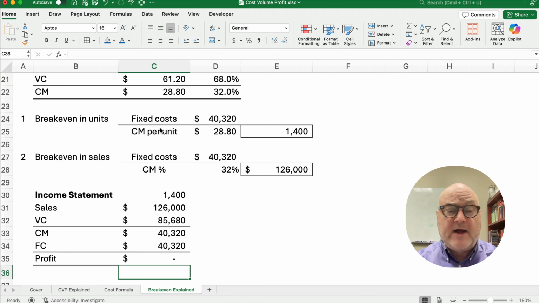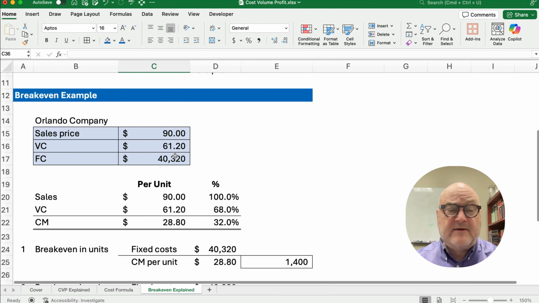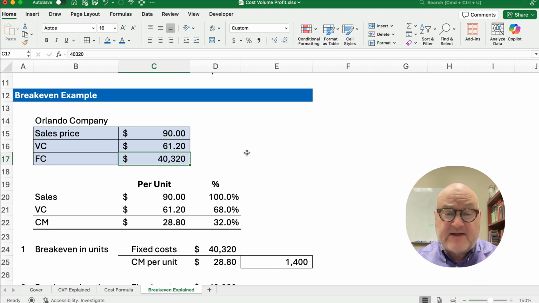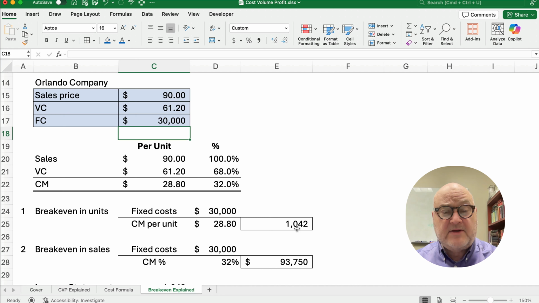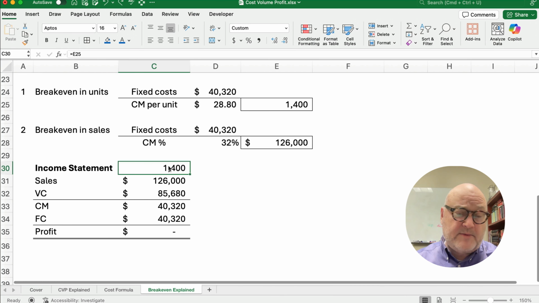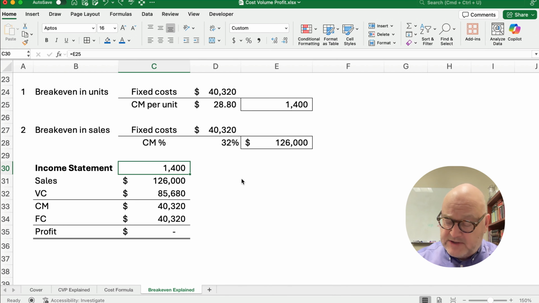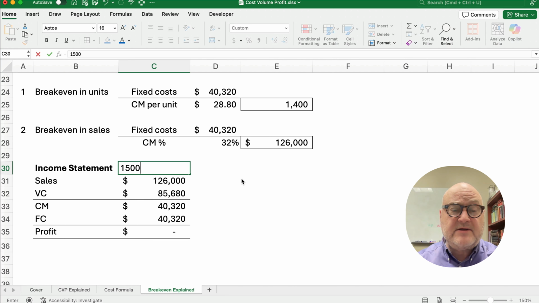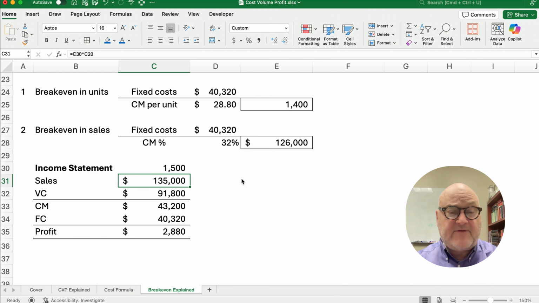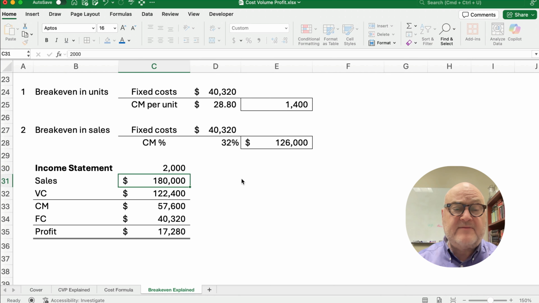Well, we can do a little what if. What if our fixed cost goes down? Let's say it's 30,000. Well, we only have to sell 1,042 to achieve break even, or 93,750 is our total sales. Also, since we have this all built, let's go back to our original numbers. We could change this. Well, what if we could sell 1,500? Well, then we have a little profit of 2,880, and so therefore the volume goes up, our profit goes up. Let's make this 2,000, then we can achieve a $17,000 profit.